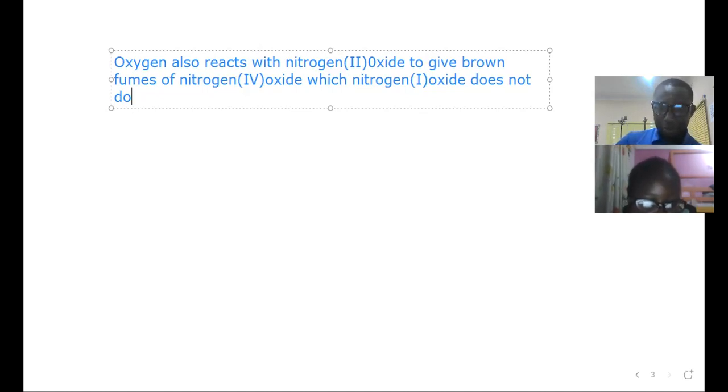What's an allotrope? Can you remember that? When some elements exist in more than one form. Yes, allotropes are when we have two or more different forms of the same element.